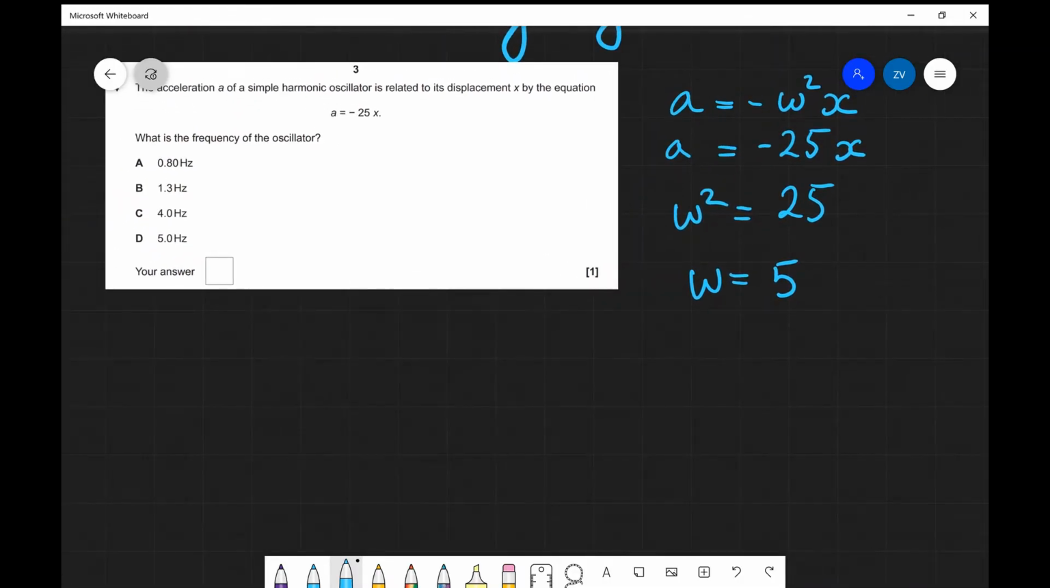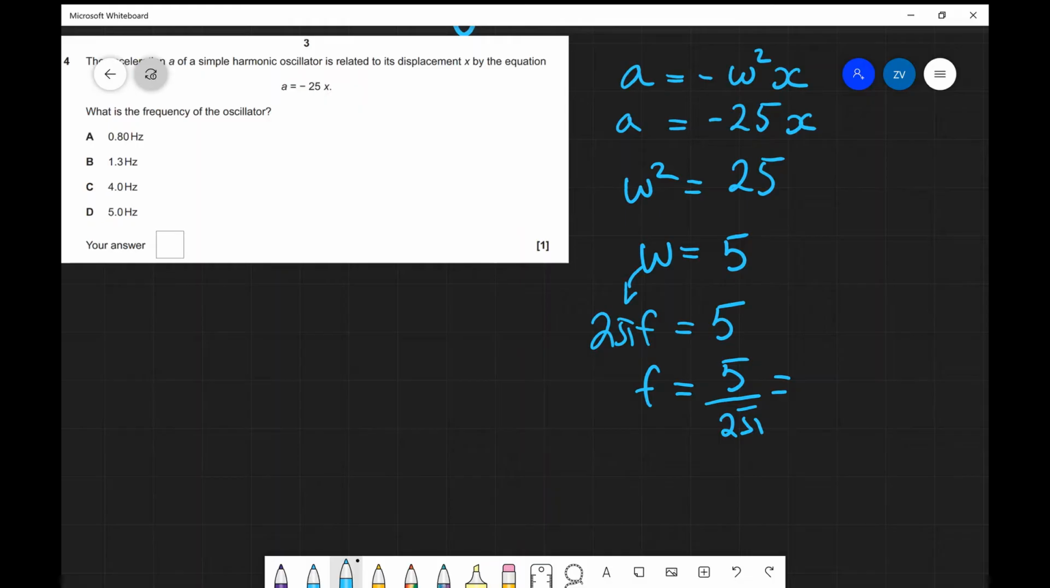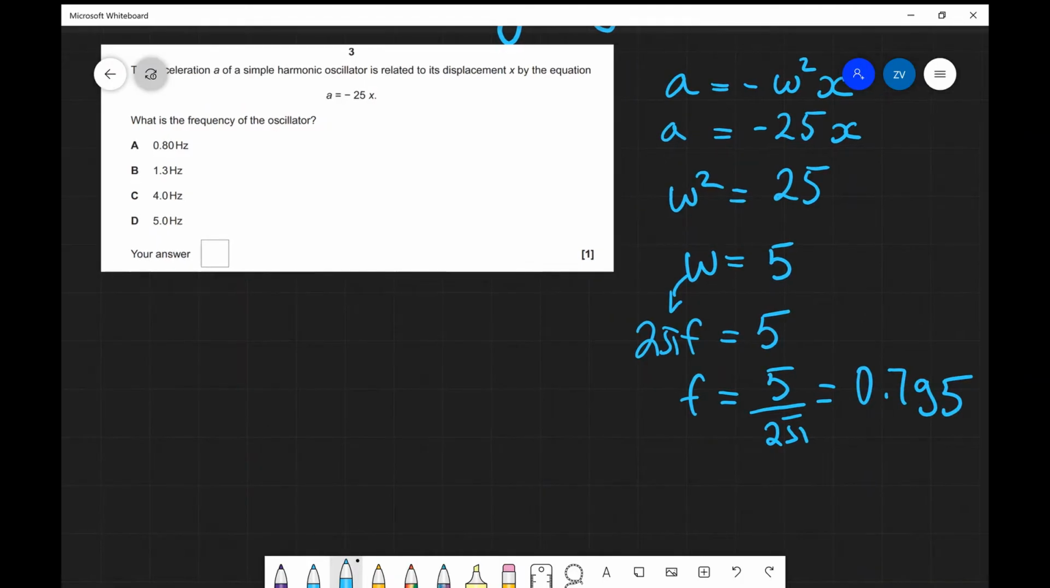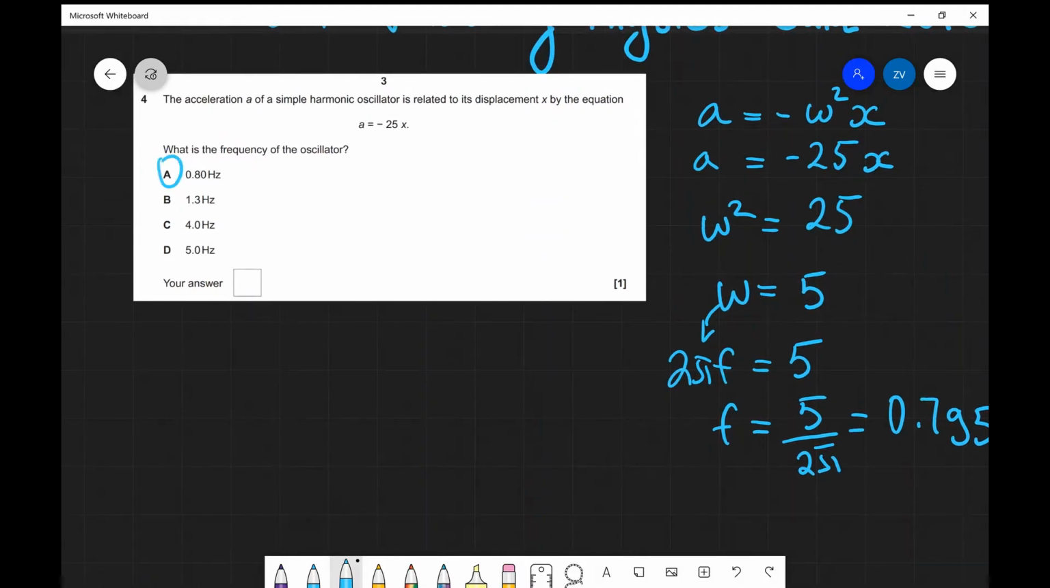And what we're going to do then is just remember that ω actually equals 2πf. So ω equals 2πf. So 2πf is equal to 5. So it means that the frequency will just be 5 over 2π, and if we put that into our trusty scientific calculator, we're going to get about 0.795. Oh, that's a few too many significant figures, so correct answer is A, 0.8.